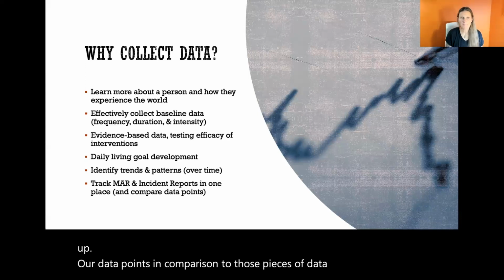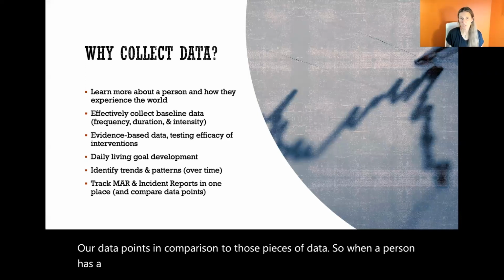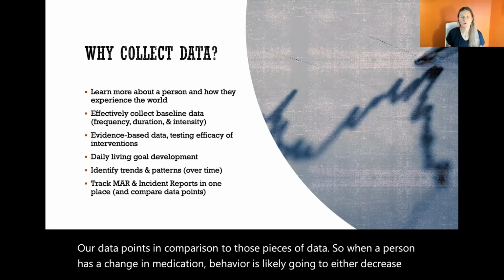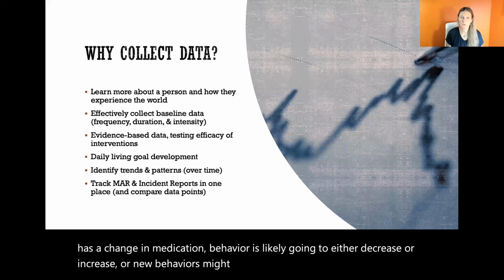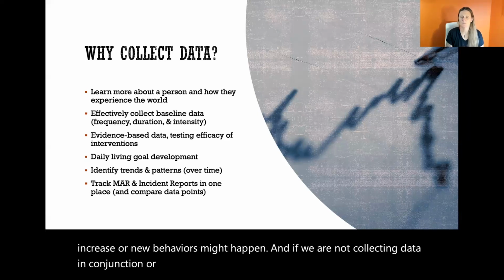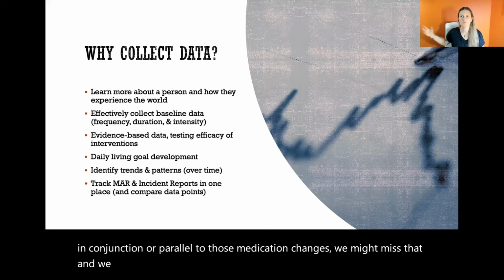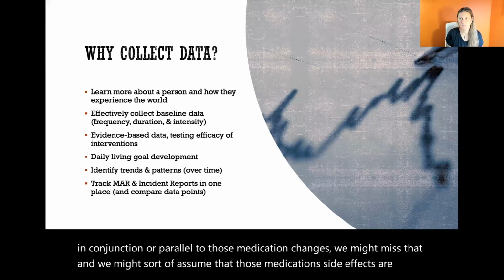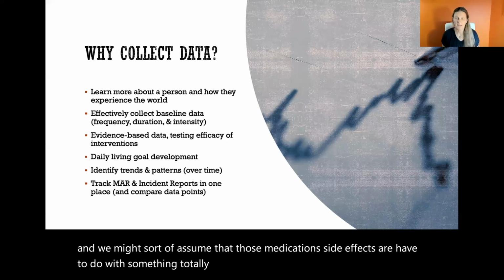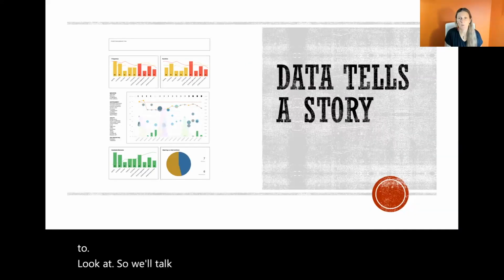So when a person has a change in medication, behavior is likely going to either decrease or increase, or new behaviors might happen. And if we are not collecting data in conjunction or parallel to those medication changes, we might miss that. And we might sort of assume that those medication side effects have to do with something totally different. And that's a really important thing to look at. So we'll talk about that as well. Okay, so let's talk about data.